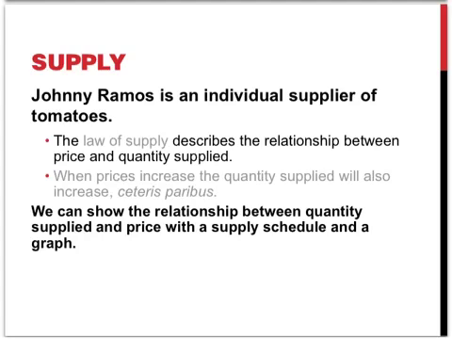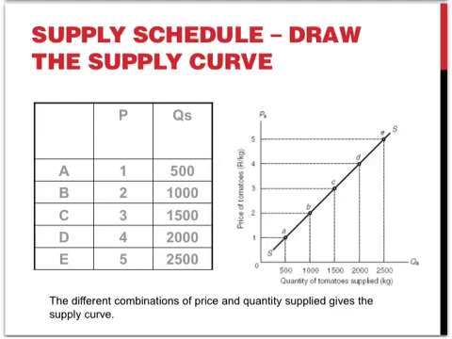We can show this relationship in a supply schedule and with a graph. The supply schedule on the left shows the relationship between the price and the quantity supplied, and this positive relationship described by the law of supply. As the price of tomatoes per kilogram goes up, the quantity supplied also increases. These different combinations of price and quantity supplied can then be plotted to draw the supply curve.